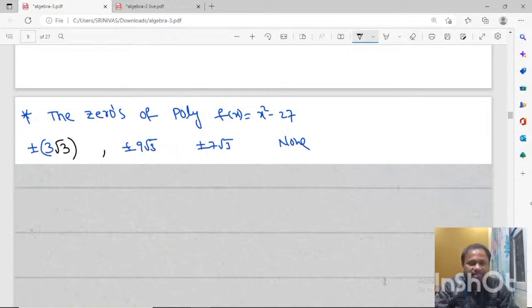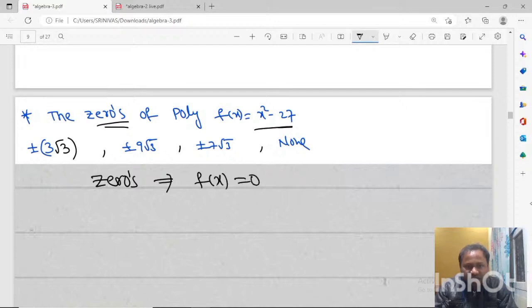√3. Which will be the correct answer? The zeros of the polynomial, zeros means f of x should be equal to 0. Option A, √3.